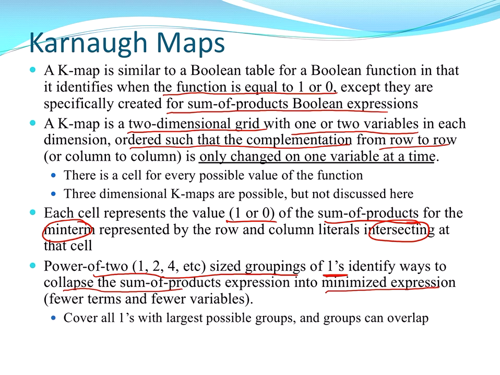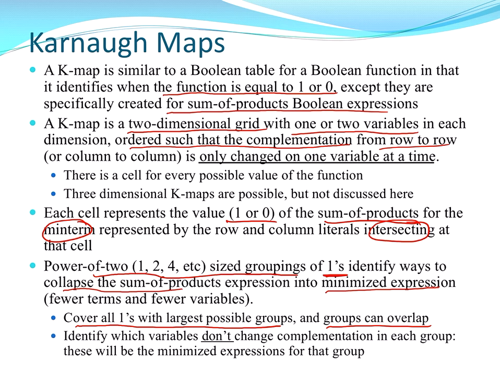All right, so the way we're going to do this is we're going to cover ones with largest possible groups, and it's okay if these groups overlap. But once we've covered all the ones, we can write down the minimized function. And then we're going to look at these groupings and figure out which variables don't change, just like on the previous one, the x didn't change in that 4 minterm sum of products. And then those variables that don't change will be the minimized expressions for that group. All right, let's do an example.